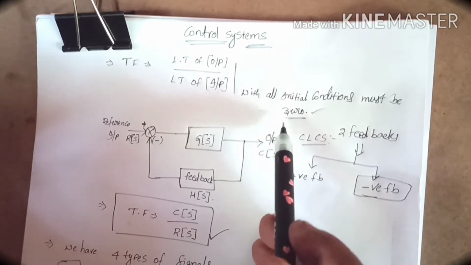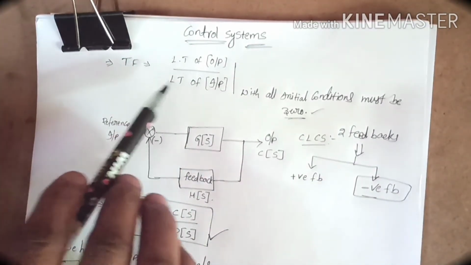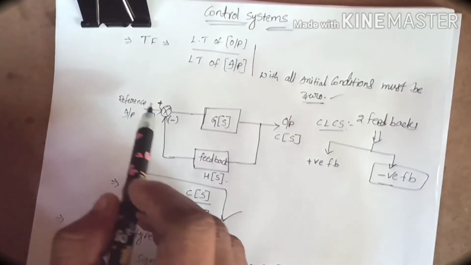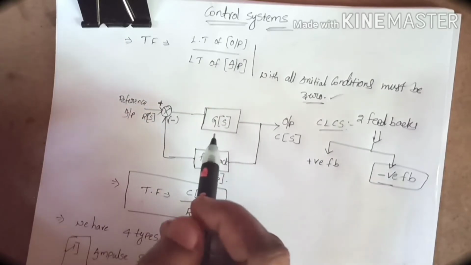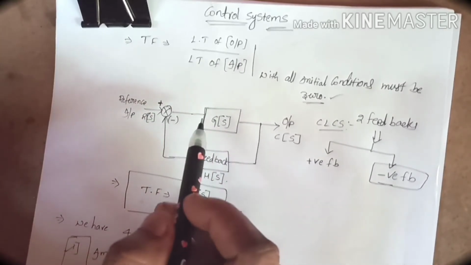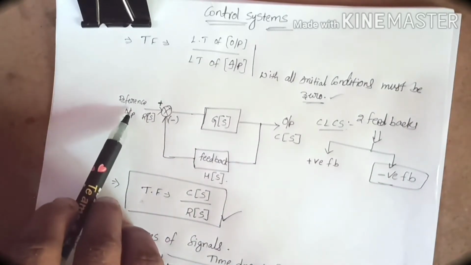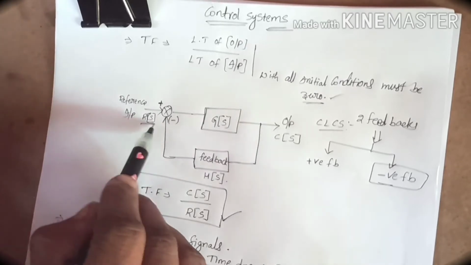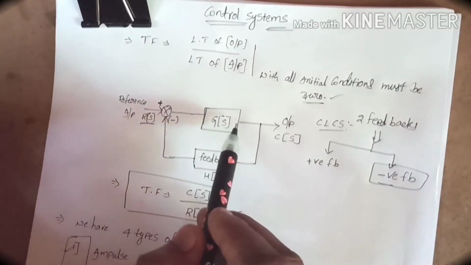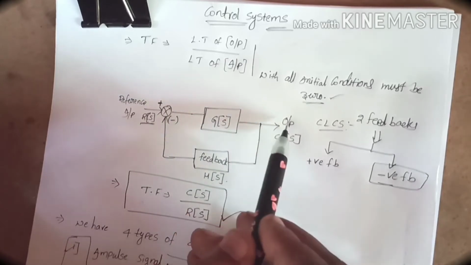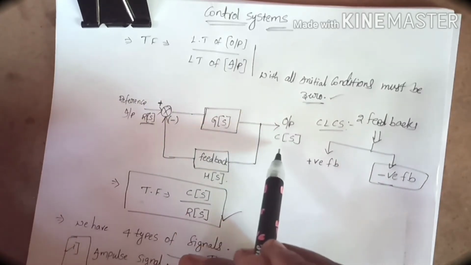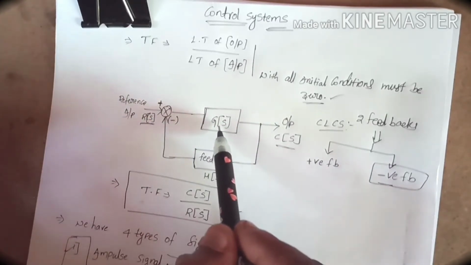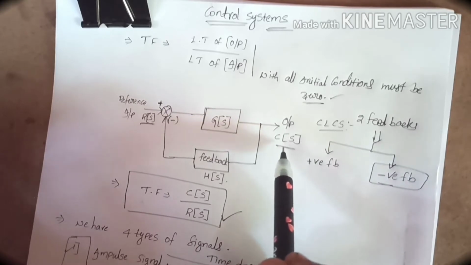So transfer function equals the Laplace transform of output to the Laplace transform of input with all initial conditions being 0. This is the reference diagram of transfer function. This is the input signal, a reference input signal R of S. This is the system, which we write as G of S. This is the output, which we write as C of S. Input R of S, system G of S, and output C of S.